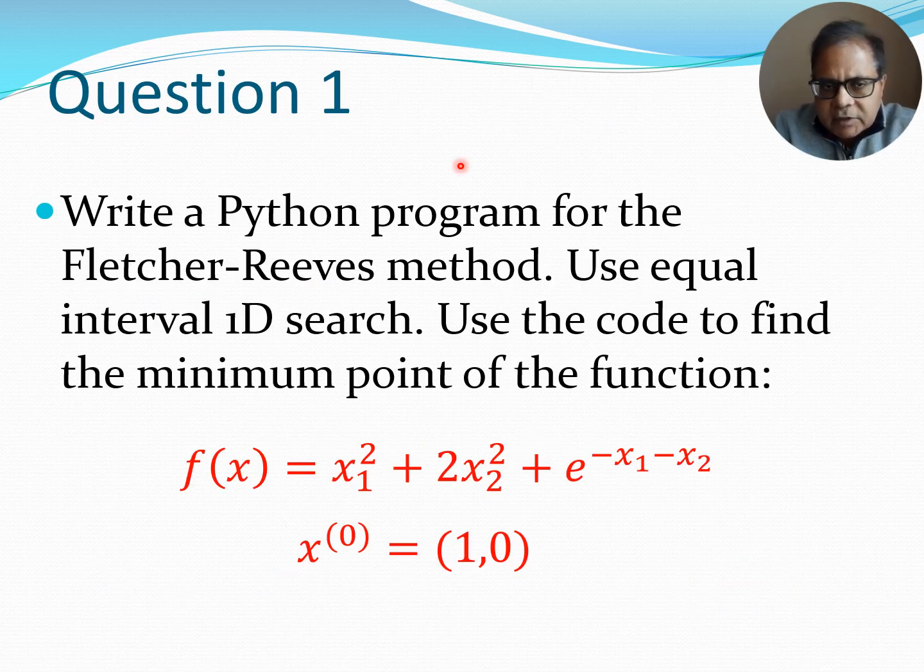So let's frame this first question here, which is write a Python program for the Fletcher Reeves method. And also we are told to use 1D search and then find the minimum value of this function, which we have been using as a test function in this course. So the function is x1 square plus 2x2 square plus e to the power minus x1 minus x2, and the starting point x0 is given as 1 and 0. So this is a two-dimensional multivariate function minimization problem, unconstrained of course.